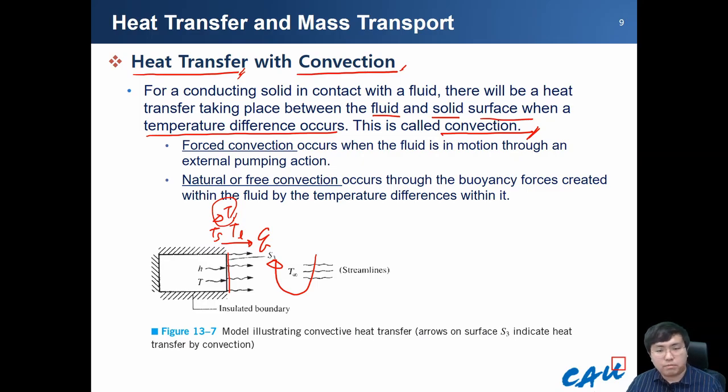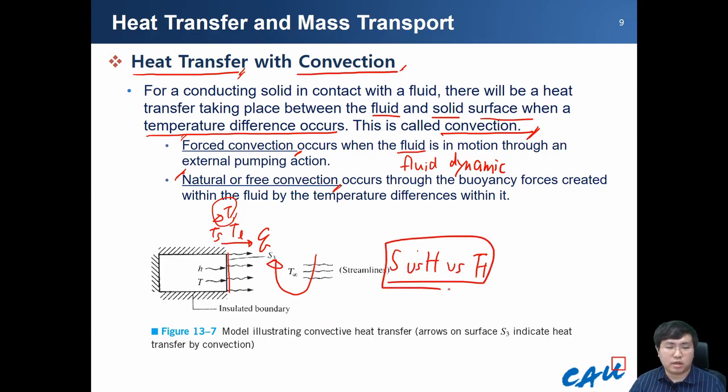For natural convection, we only consider the temperature gradient. However, if you want to consider forced convection, you should calculate the movement of the fluid. That means that you should consider fluid dynamics. So the problem is heat transfer and fluid dynamics, and the temperature gradient in the solid. So three physics are coupled to each other.